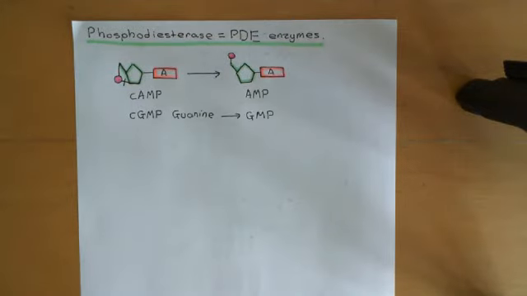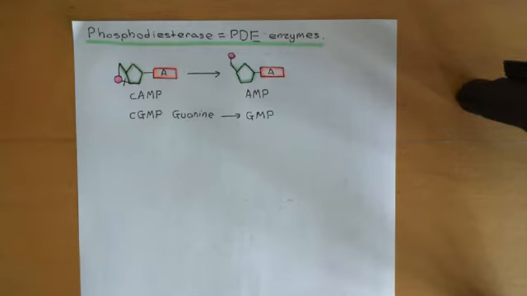Now we're not interested in cyclic GMP, but I'm just going to mention that there because I'm about to talk about how some of these phosphodiesterase enzymes are cyclic GMP specific. So that's what phosphodiesterase enzymes are going to do. The ones that break down cyclic AMP are going to turn it into AMP.